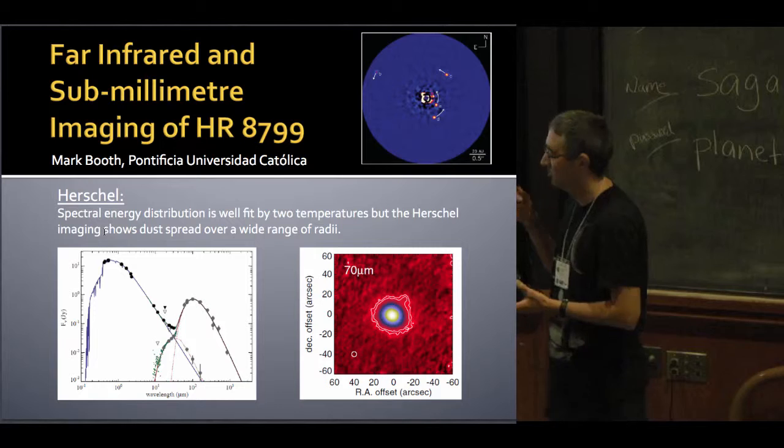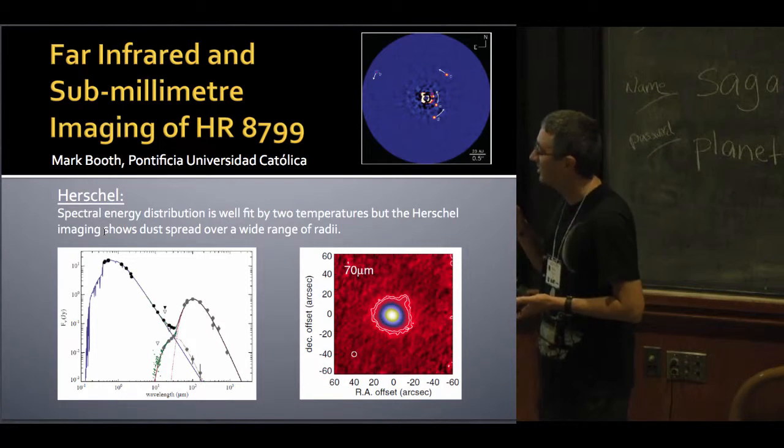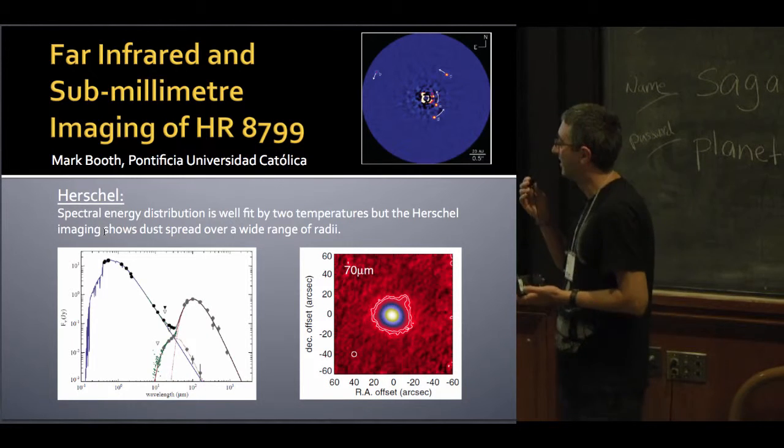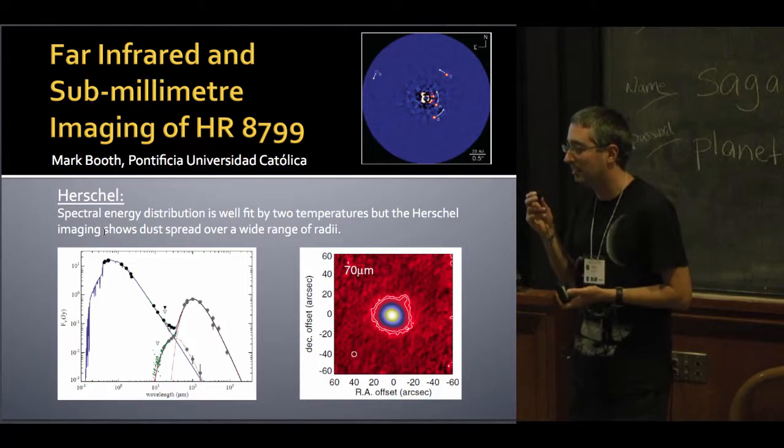And so my poster is on H8799. There's the picture that you will recognize with the planets at the top there. But I'm more interested in the debris disk, and so I've been looking at data from the far infrared to sub-millimetre.